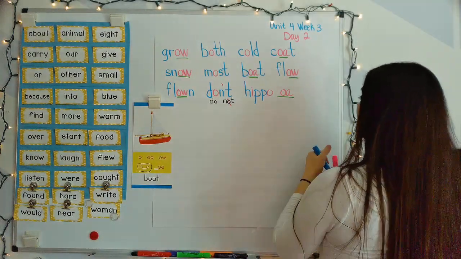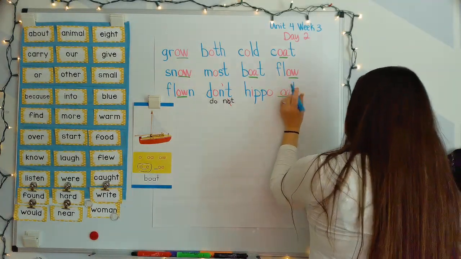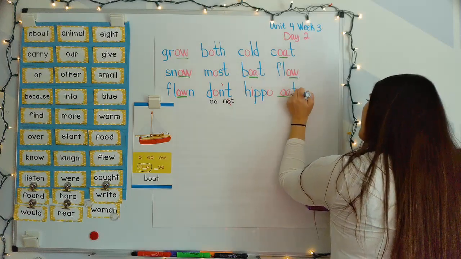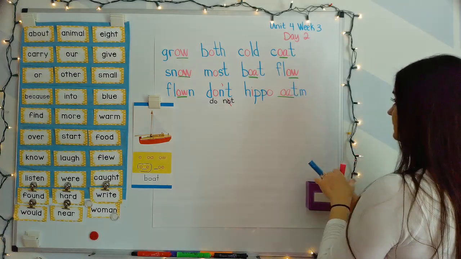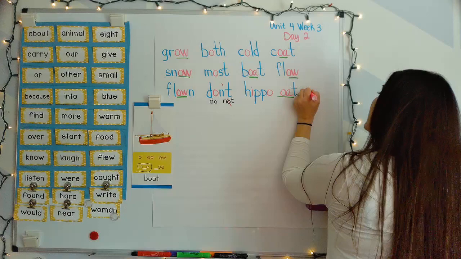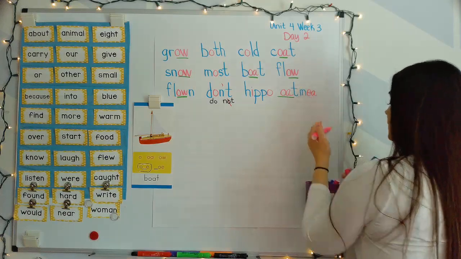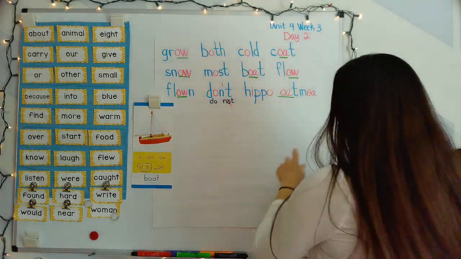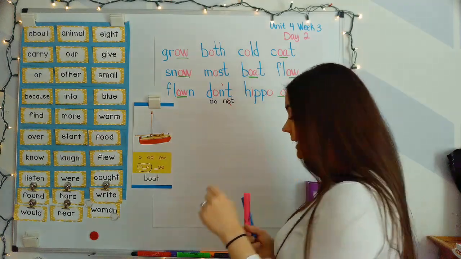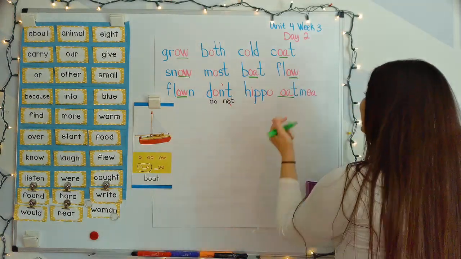So O, A. T says ta. M says m. And then EA, which if you remember from last week, was a way to spell a vowel team to spell that long E sound.